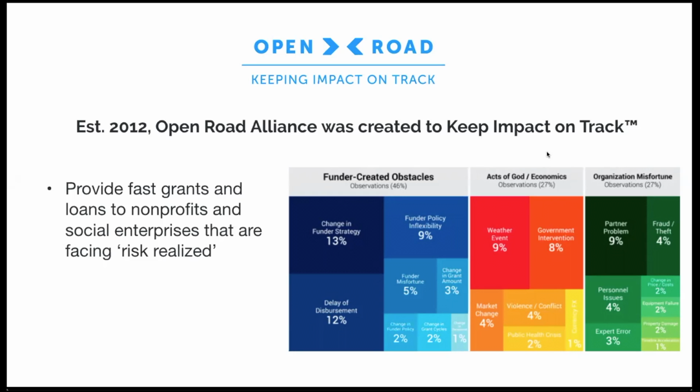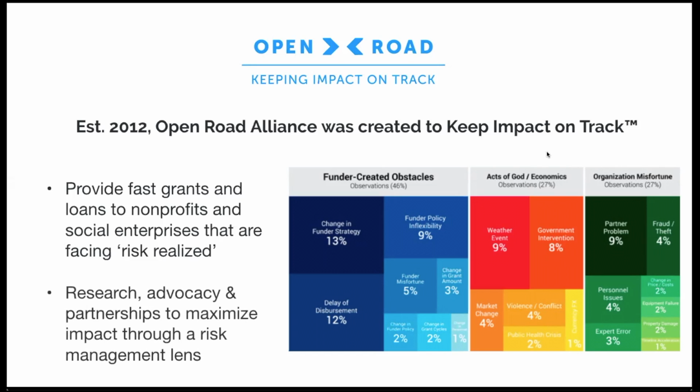And this is because risk management as a practice is generally not integrated into our grant making practices the same way that monitoring and evaluation, due diligence, and impact measurement is. So one way to think about Open Road as a shortcut is that we are the emergency room of impact. When something goes wrong, when something has broken that's outside of your control, Open Road is there to help keep impact on track.